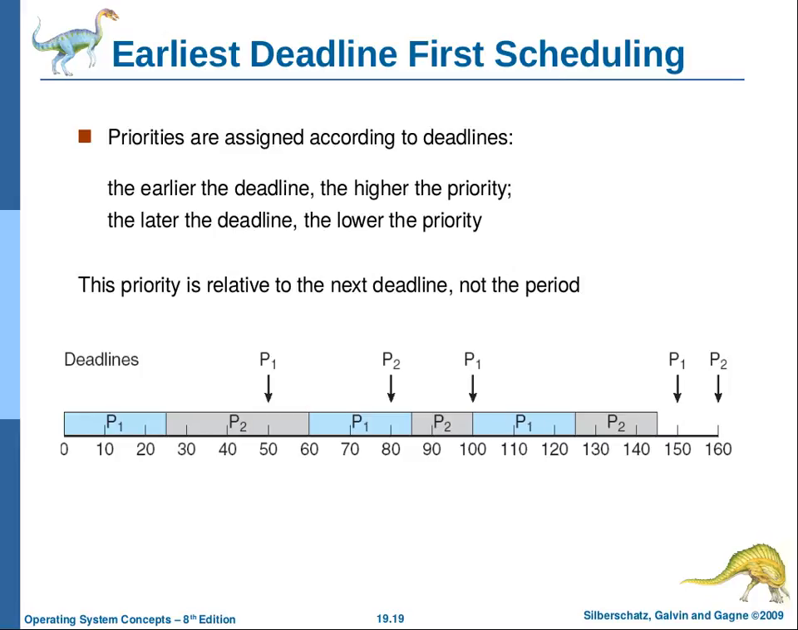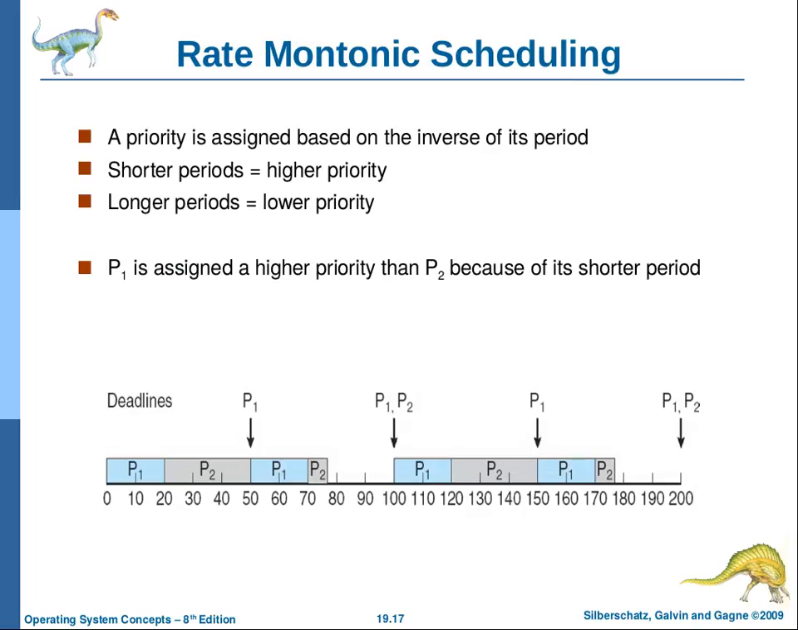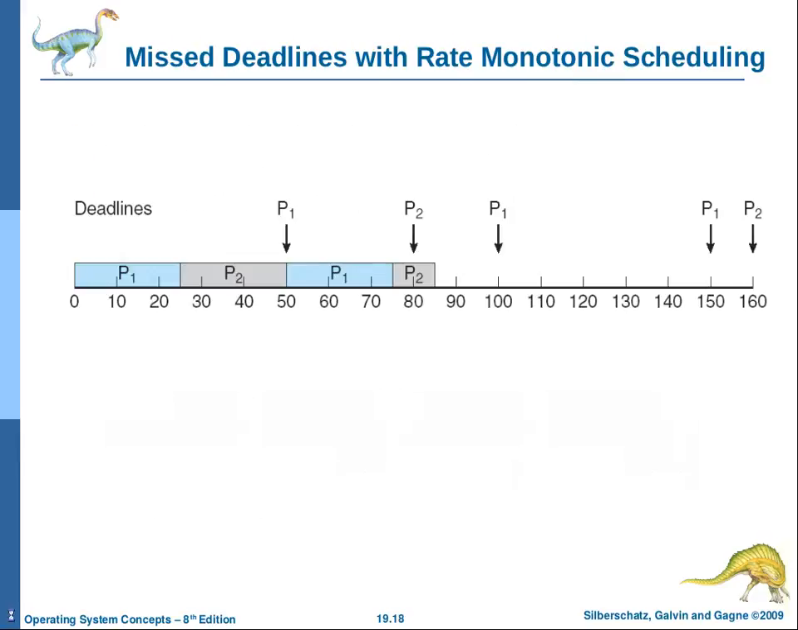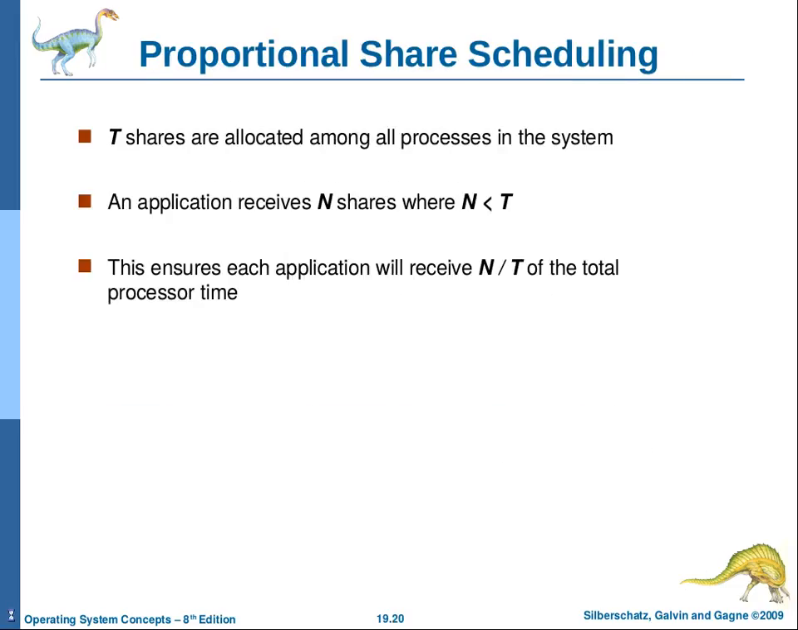So you need to know the deadline ahead of time. And this is the big difference here. With earliest deadline first, you need to know the deadline. With rate monotonic, you need to know how long a process takes to complete. So if you only know one of those pieces of information, you can choose one of these two schedulers.